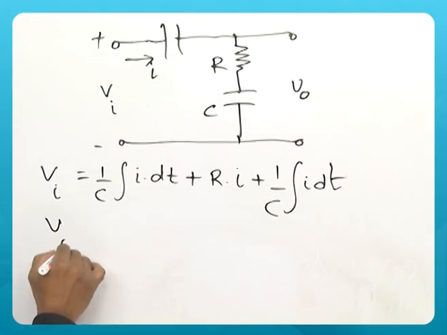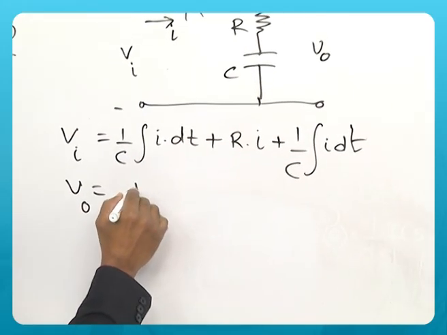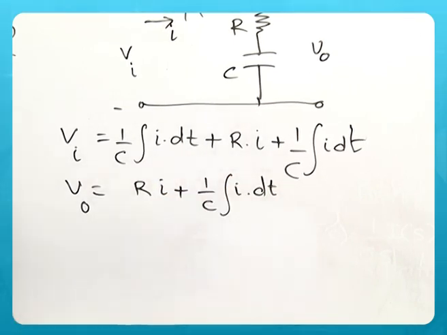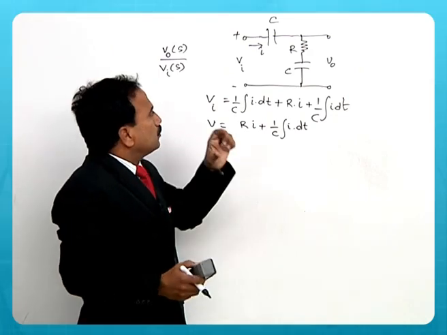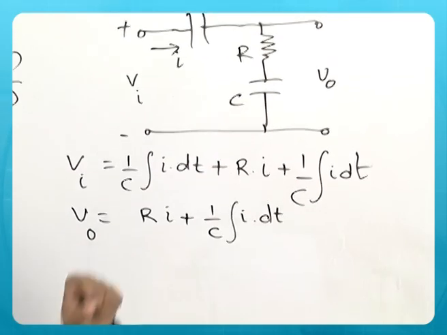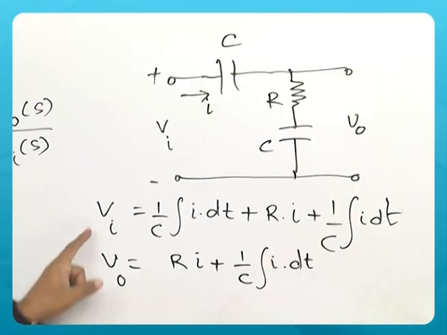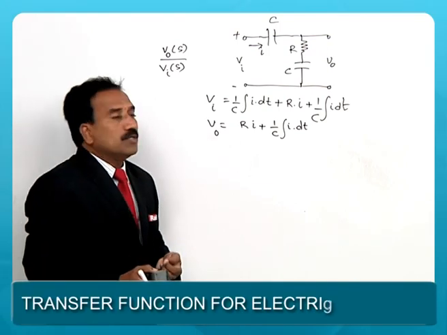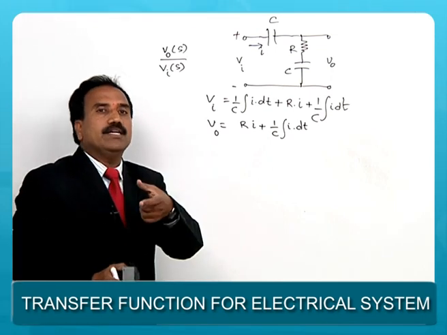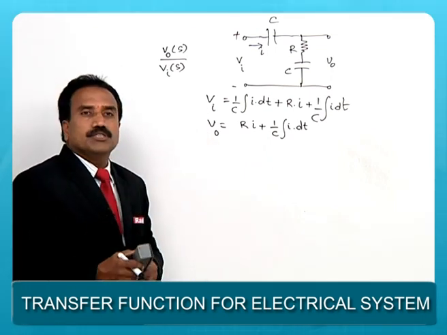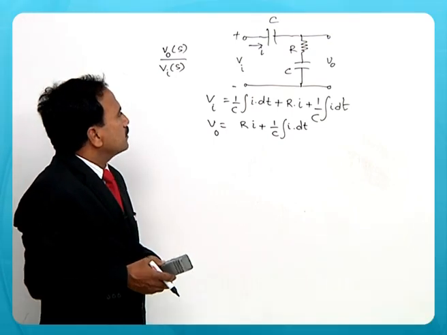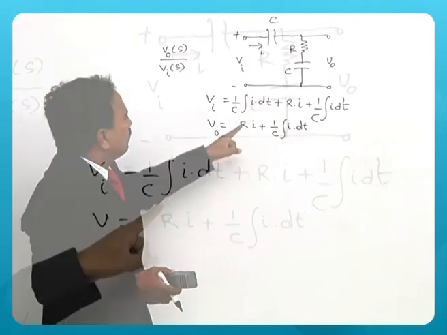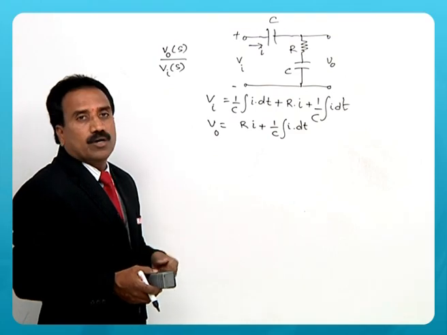Now V naught is R I plus 1 by C integral I dt. In the earlier problem there was only a single element. Now there are two elements, R and C. So writing these two equations, as I said, is very important. Applying the Laplace transform is not at all a problem, and then simplify it to get the overall transfer function V0 of S by Vi of S. So the change is this way, you can observe. Now you can apply the Laplace transform, and when integration is there, it becomes 1 by S and so on.